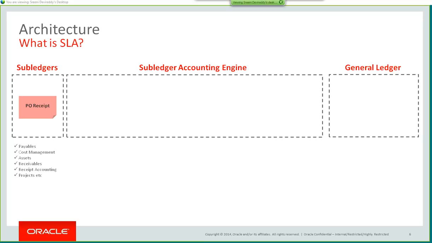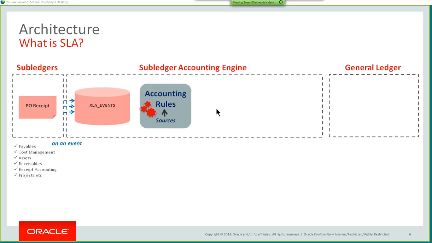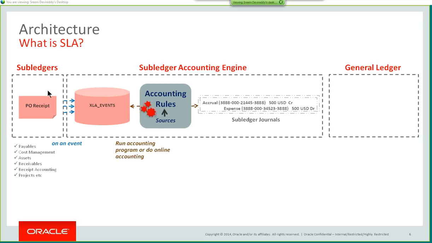today. So when you create transactions in supply chain, they have to be accounted. So the engine looks at all these transactions. So whenever you create a transaction, the transaction will log events into the events table in subledger accounting engine. And you have rules and sources in the engine. Those rules will look at those events and transactions, and they create the output. And the output in this case is accrual credit and expense debit. It's a simple purchase receipt.